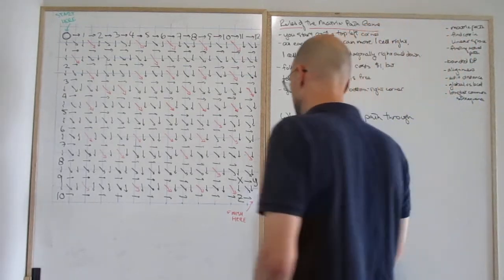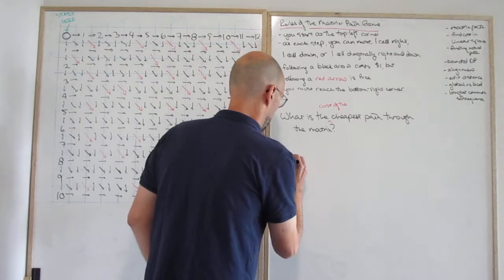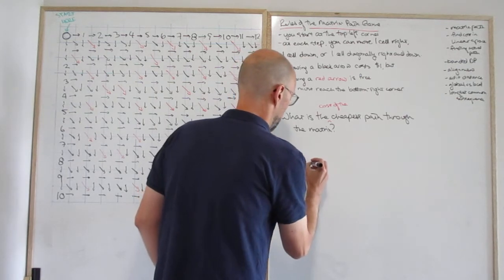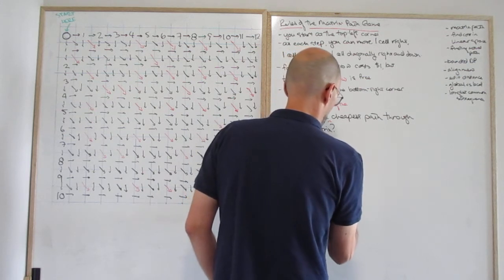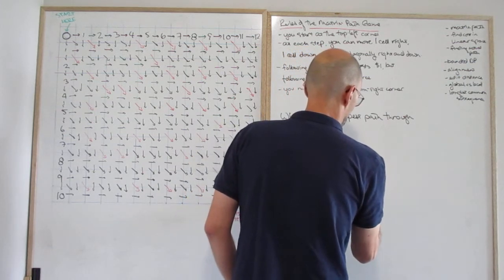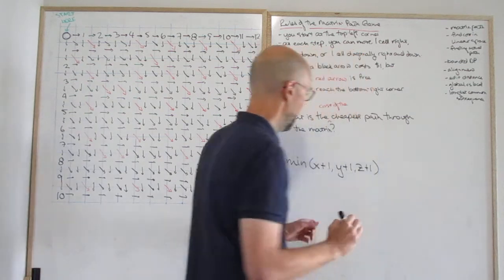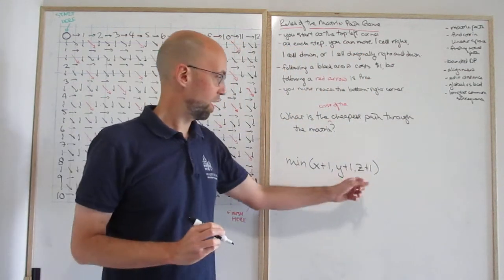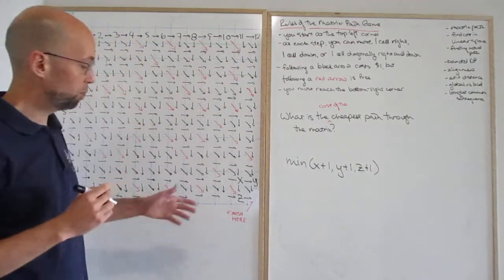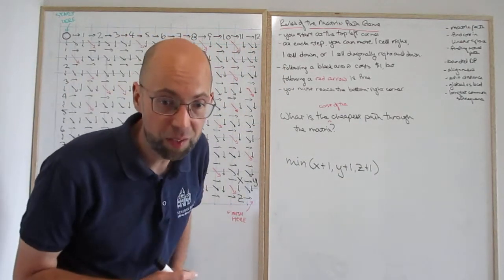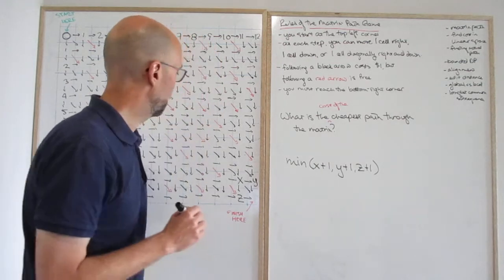Close. It would be min of x plus 1, y plus 1, z plus 1. And the reason I'm not writing min x, y, z plus 1 outside the brackets is, you'll see it in an Excel. The cost is 6.